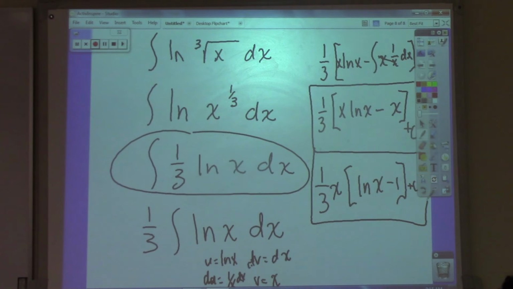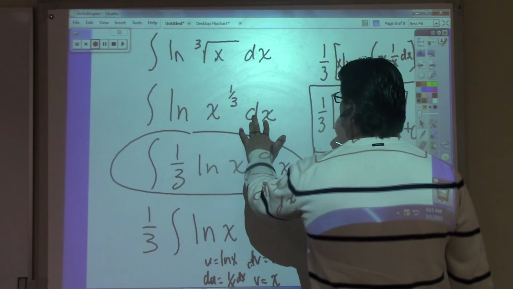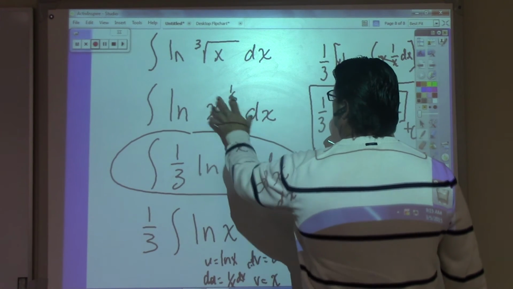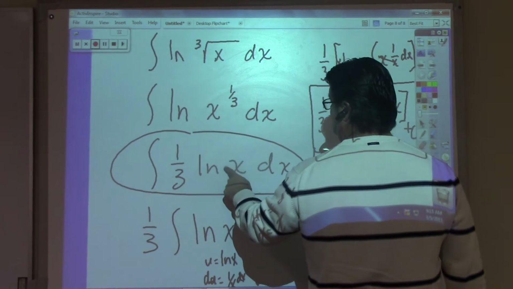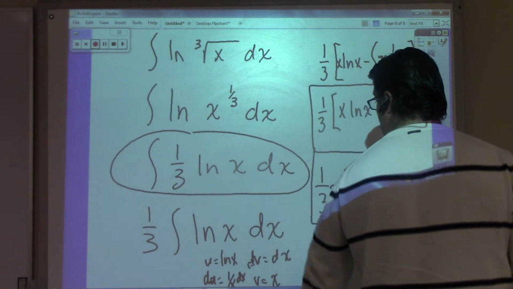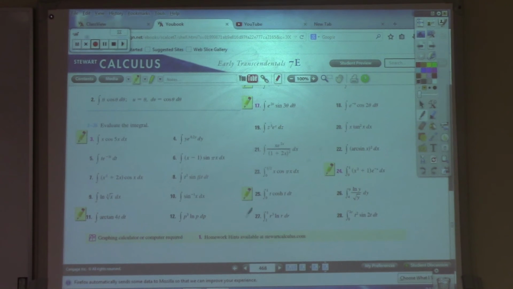Now, another way you could have done it, you could have done the same way here. I think you see it be a little bit more challenging. I'd pick that way. Capiche? Let's pick another, so y'all can feel confident with yourselves.